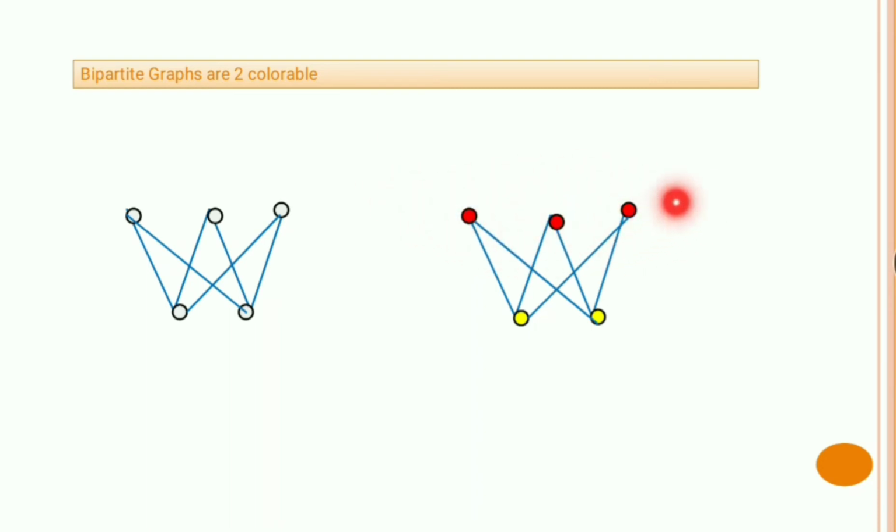One vertex set will be given the first color, like here I have given red. The other vertex set will be given yellow, like here I have given yellow to this vertex set. You can see the adjacent vertices don't have the same color. Here I have red, here I have yellow. So the minimum number of colors is used here and all the vertices are colored.